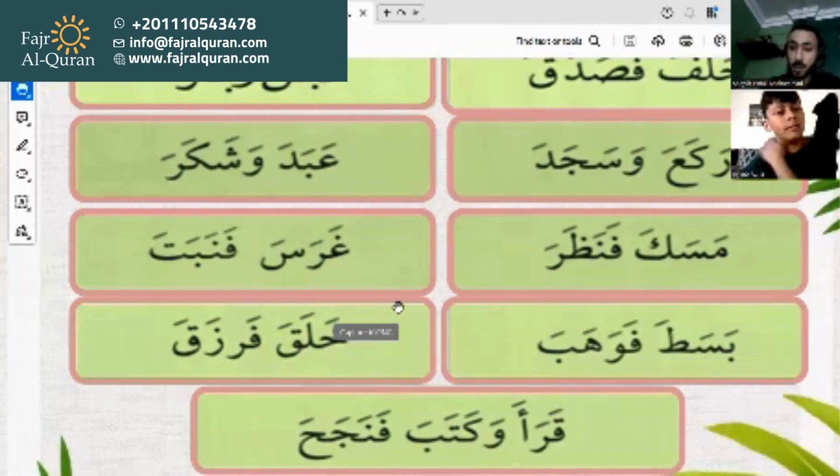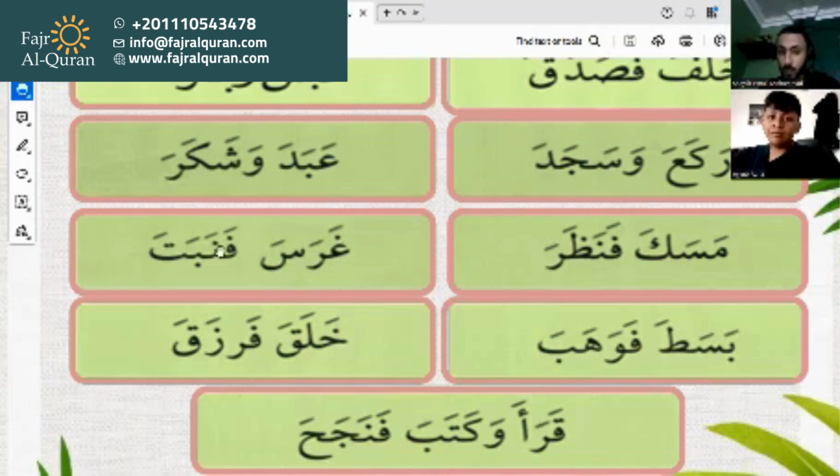Okay, ready to start connecting 2 words together? There is a rule here in connecting 2 words: the learner doesn't have to give time between the words, okay? So show me how you're going to connect both together.